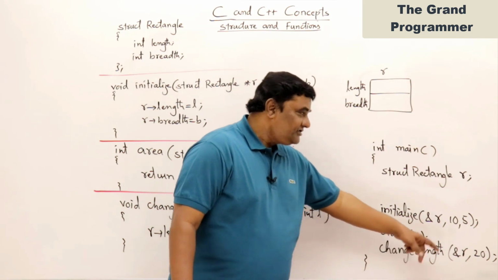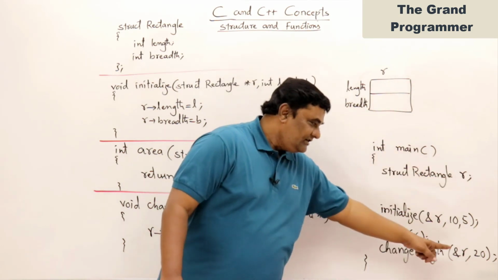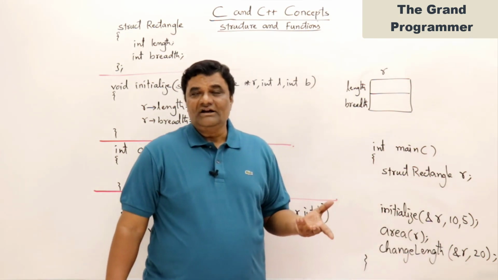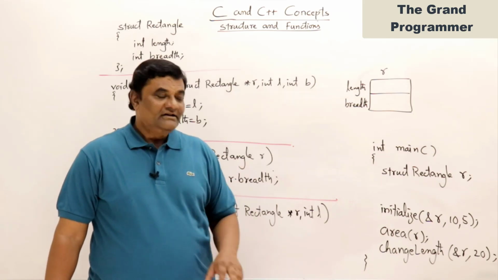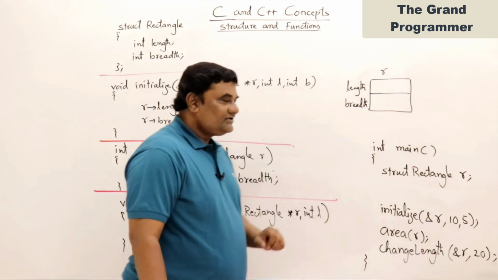Then the change length function should change this rectangle, that is the actual parameter, this one. So here I am sending by address. Then for area, we don't have to make any changes, we just want the result, that is length into breadth. So this is called by value. So let us look at these functions.